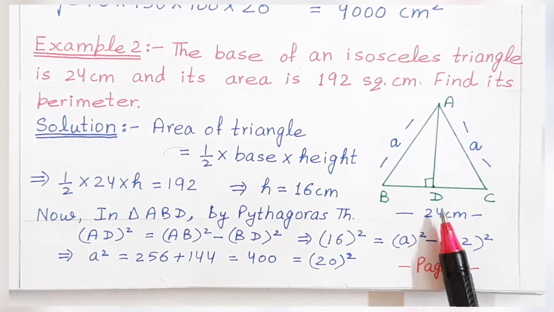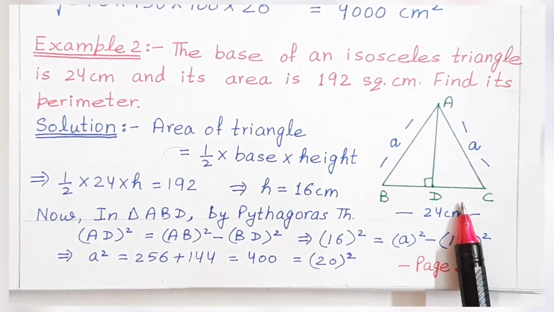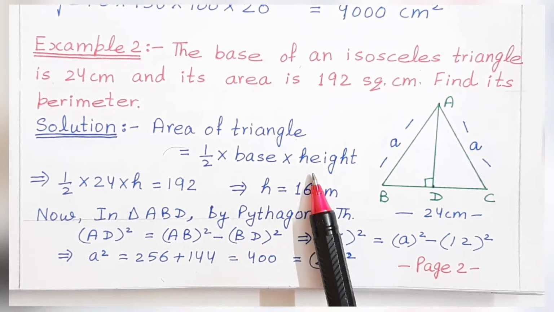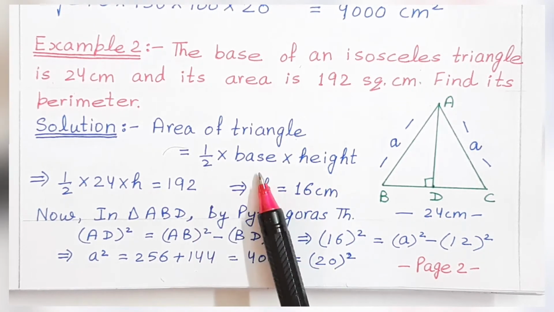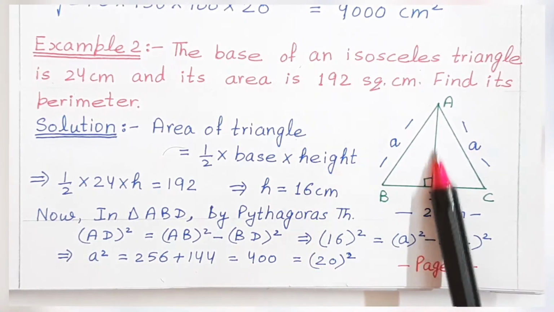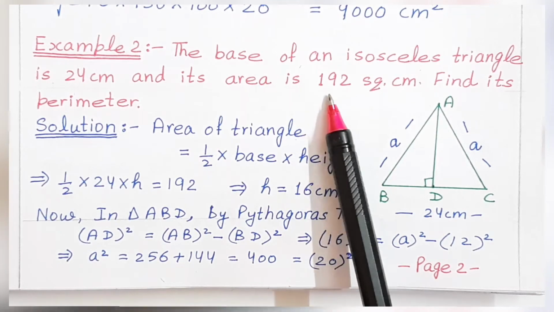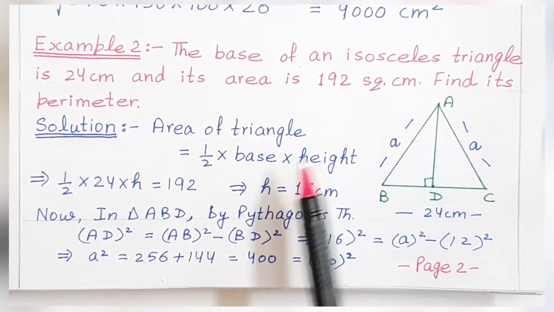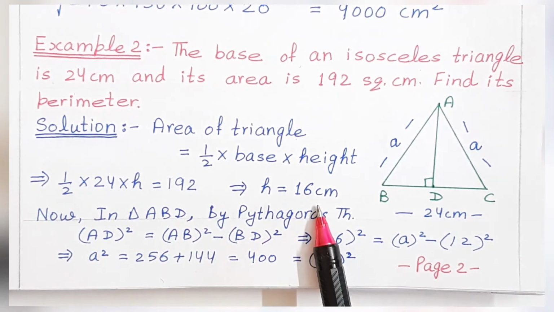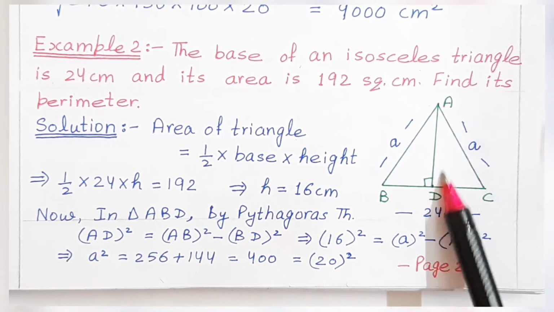Now we know that area is 192. So here we apply the first formula, that is half into base into corresponding height. Now half into base. Base is 24 centimeter. And what is the height here? H. Clear? But area is already given to us, that is 192 square centimeter. So we compare the two values. After solving this, H is 16 centimeter. Now students, the height is 16 centimeter.